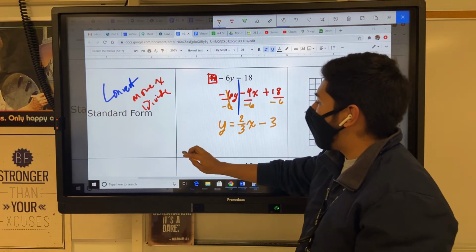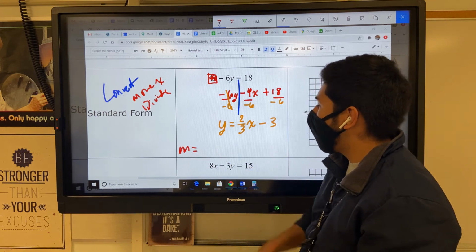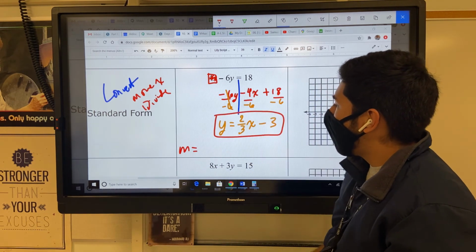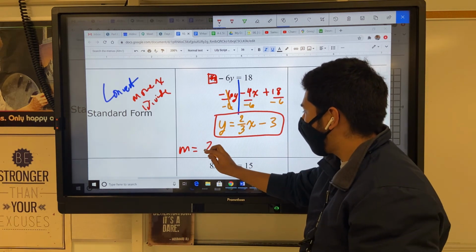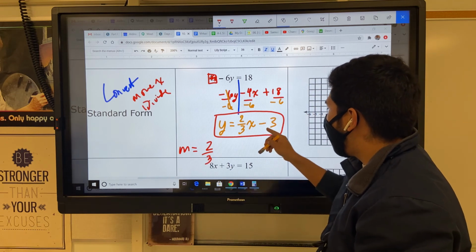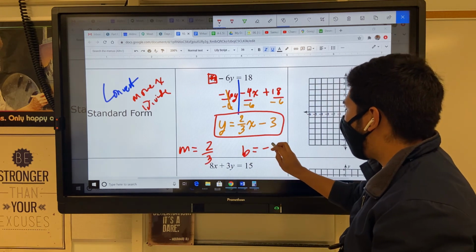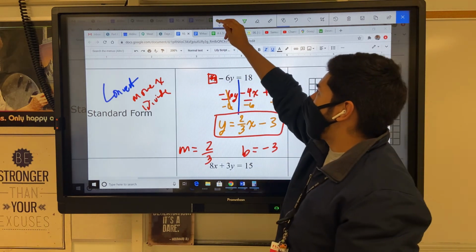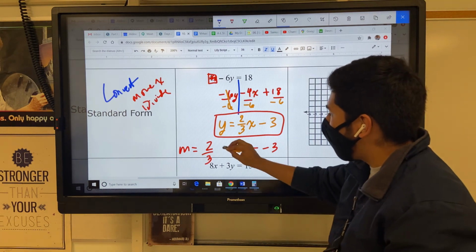Here we should be able to identify my slope and my y-intercept. My slope from this equation is in front of my x, which is 2/3. My b value is not just 3, but negative 3. Now, is this slope positive or negative? Ask yourself real quick. Positive.